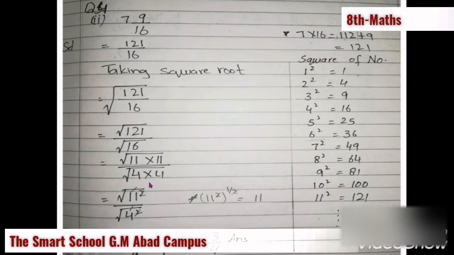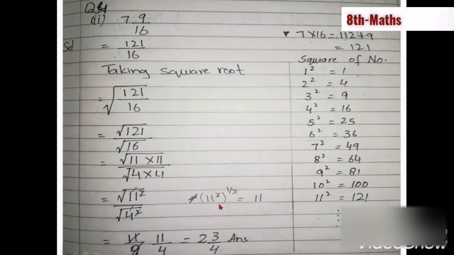We make squares of them, 11 square and 4 square. Now we know that square and square root cancel each other. How is it cancelled? You know that we write under root in the power form as 1/2. When two powers occur at a time, they multiply. So when 2 multiplies by 1/2, the 2 cancels with 2, so the remaining answer will be 11. So here the square and square root are cancelled, and the remaining answer is 11/4. This 11/4 we must divide. When you divide 11 by 4 you will get 2 3/4.